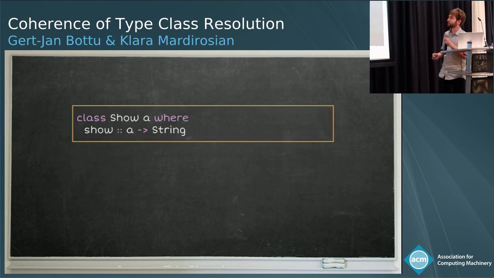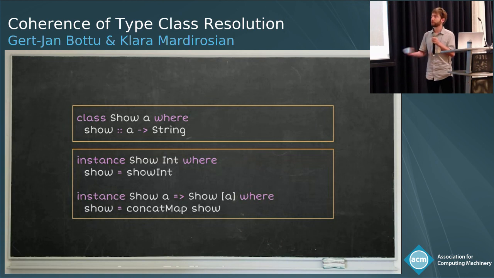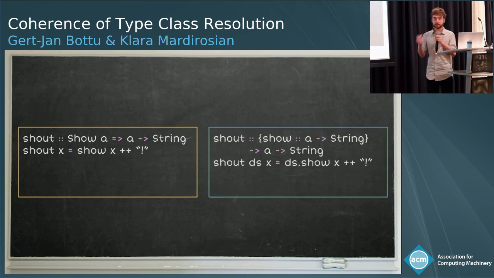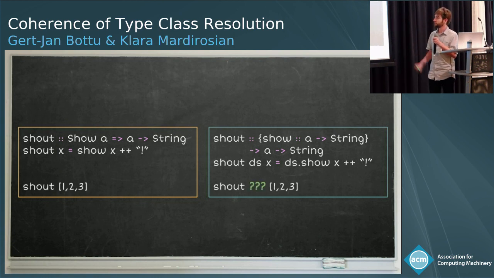Good idea. Let's define a Show class and write an instance for integers and for lists, let's say. If we then write the function shout, which just shows its argument and appends a bang to it, then we can translate this, and we now take an explicit record argument storing our method implementation, which we can project out of it. If we then call the function, we have to provide this record explicitly.